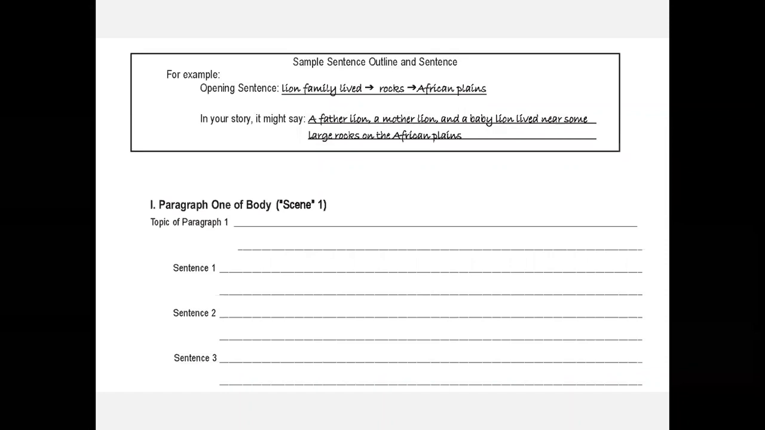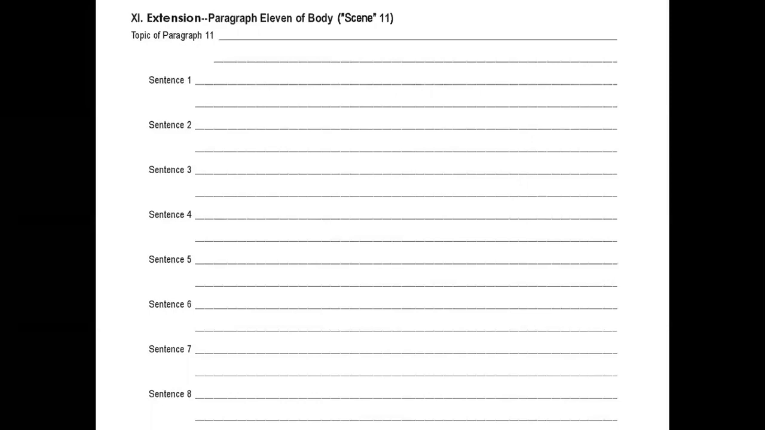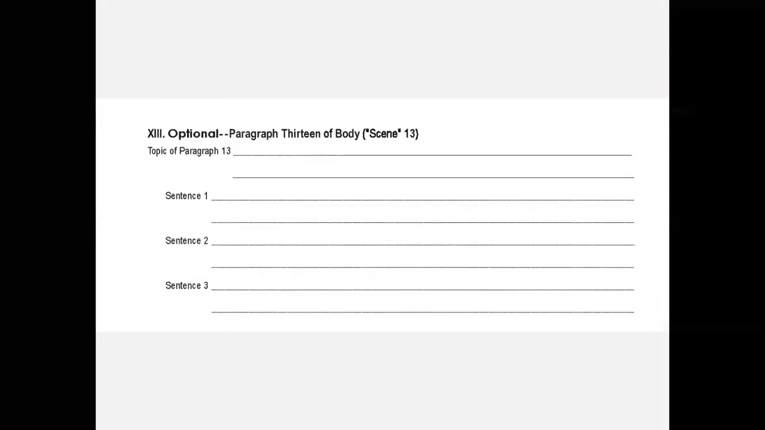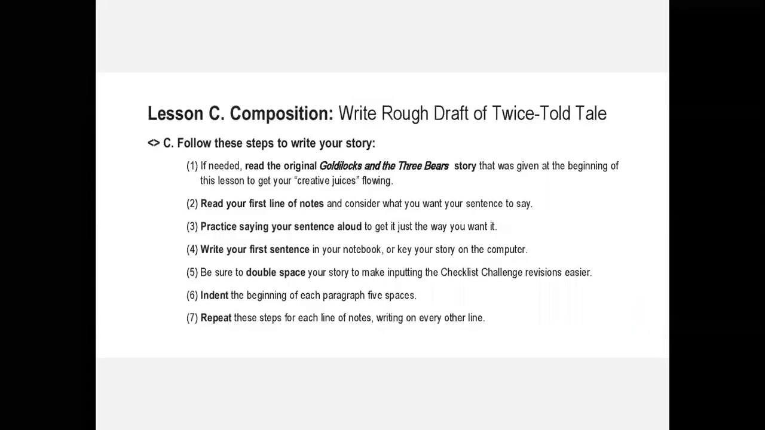And there's a sample for them too. Lion family lived, near rocks, on the African plains. And then they could say in their story later on, a father lion, a mother lion, and a baby lion lived near some large rocks on the African plain. And you have all of the outlining lines that you need for your students, all the way up, if they want, to a really long one.